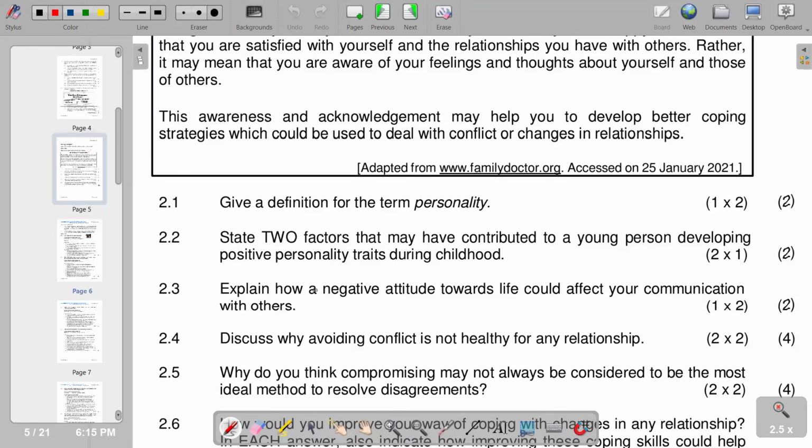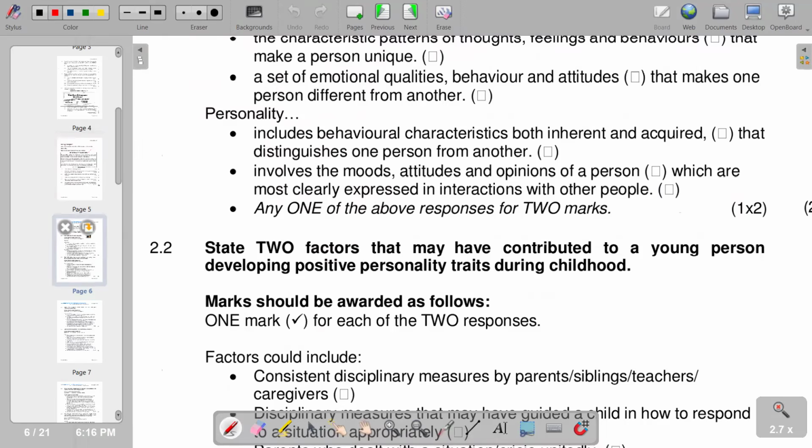And of course, when it is a positive personality, it means it's going to be a good personality. So what can we bring in terms of our points? We can talk about disciplinary measures that may have guided a child in how to respond to a situation appropriately. And also, we can talk about how the child was groomed. That is how the parents raised the child can also be of importance. So we have those points again articulated in the answer section.